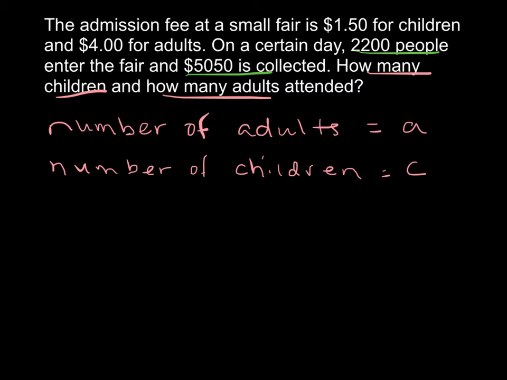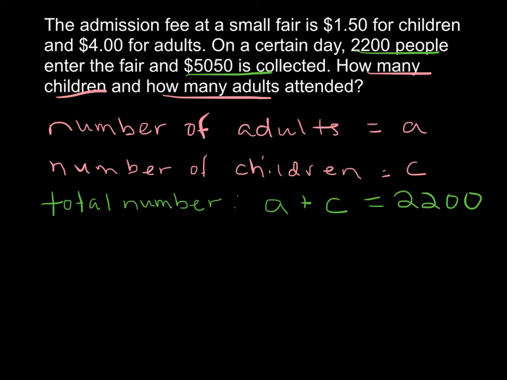So if we look at the total number, clearly children and adults, those are the only two categories, right? We're not having pigs come in or cows come in. We're having people come in. And we've got adults and children. So we can have that the total number of adults plus total number of children, that's the total amount of people, right, is going to be 2,200 total. From this right here, this tells us 2,200 people, 2,200 is our total.